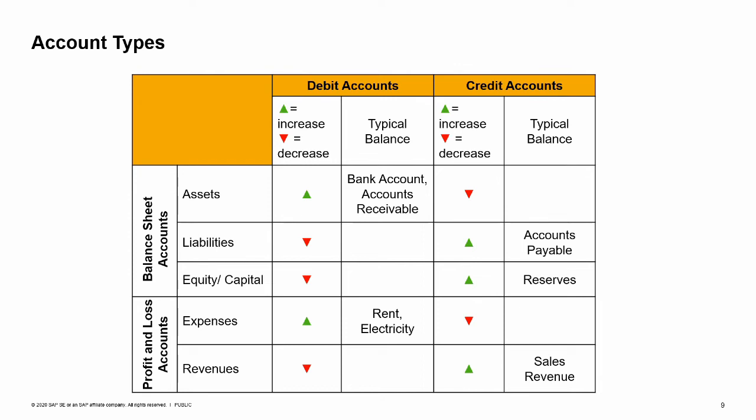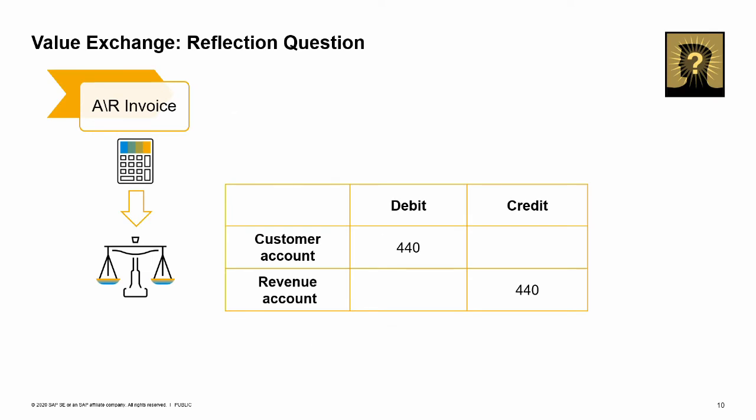Here, we see the typical account balance of the different account types. For example, let us look at the value exchange for assets and liabilities. For assets, debit transactions always increase the asset value. Credit transactions always decrease the asset value. For liabilities, credit transactions always increase the liability. Debit transactions always decrease the liability. We will discuss the different account types in another course.